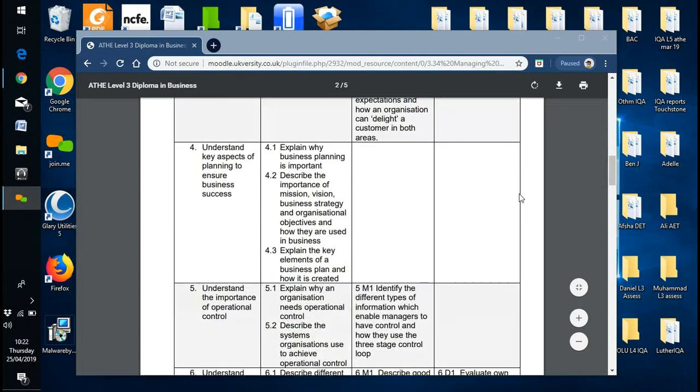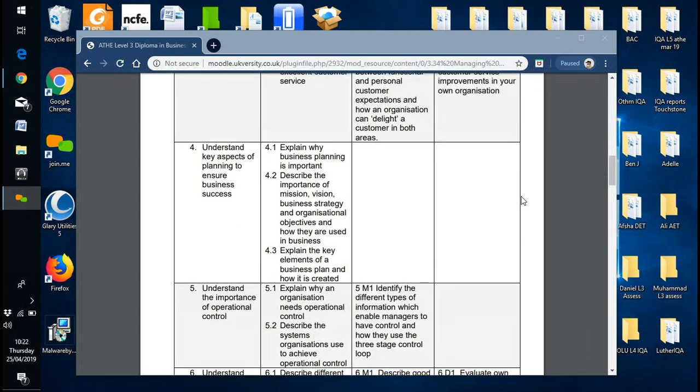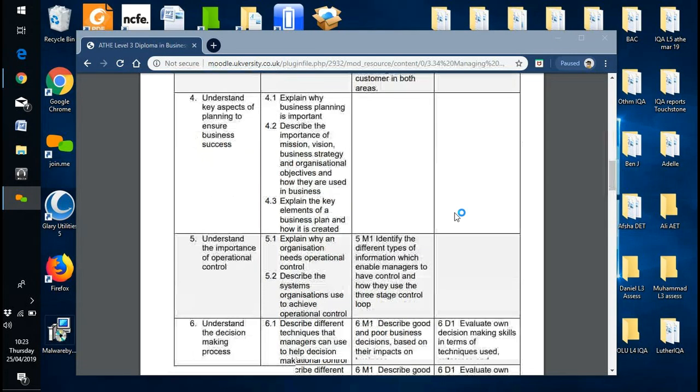LO4 is looking at the key aspects of planning. Explain why business planning is important. Describe the importance of mission, vision, business strategy, and organisational objectives and how they are used in business. You see, many a time now, a company will have a mission statement and a vision of where they want to be. That may be aspirational. It may be that they're not in a position to achieve that in the short term. It may be a longer term vision. And then explain the key elements of a business plan and how it is created. And we'll cover all that.